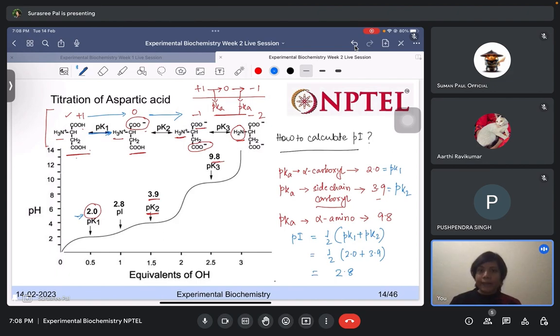To calculate the pI of aspartic acid, or any amino acid which has 3 pK values, we have to consider the zone where the molecule is changing from charge +1 to 0 and from 0 to -1, right? And those two pKs we will average to calculate the pI of that amino acid. Here we have the pK1, which is 2, and the pK2, which is 3.9, and we have got the pI of the aspartic acid as around 2.8. Right, so that is how we were calculating the pI of this aspartic acid.